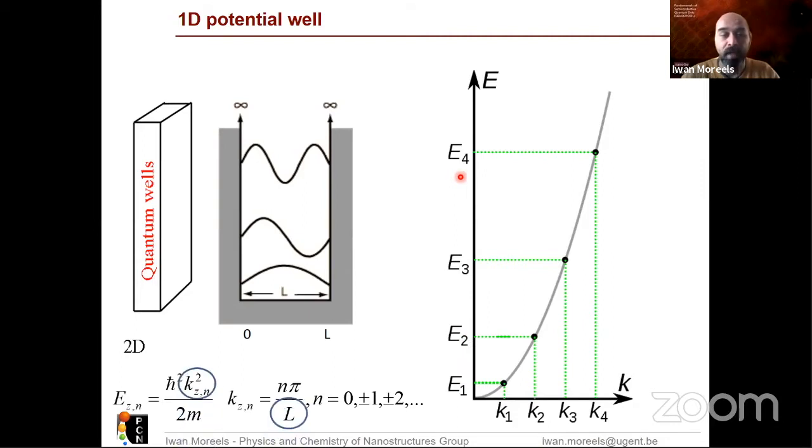And as I said, most importantly, the energy depends on k squared, and k being inversely proportional to the width of the quantum well. This means that in this case, you see confinement acting. By reducing the quantum well, you increase the energy of the individual electron states.